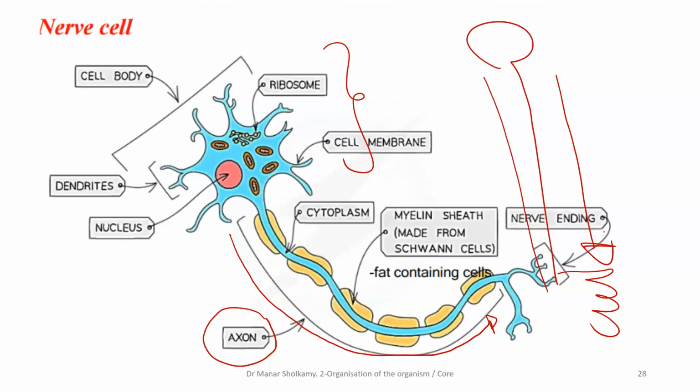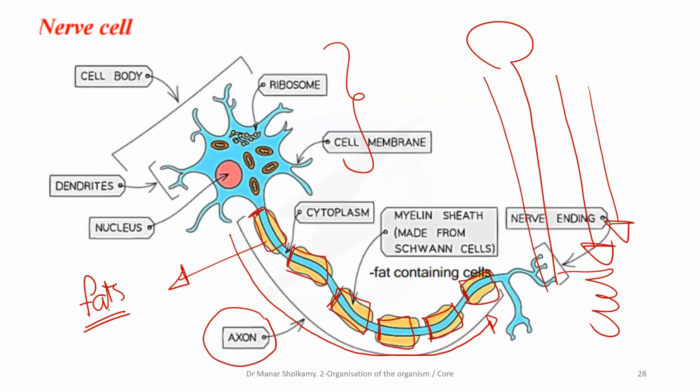Now, because the distance is too long, we want the impulse to travel very quickly. It actually travels in seconds. How is that? Because if you notice the axon here, it is surrounded by yellow colored cells. These yellow colored cells are called Schwann cells. Their name is not as important as their function. These Schwann cells contain lots of fats.